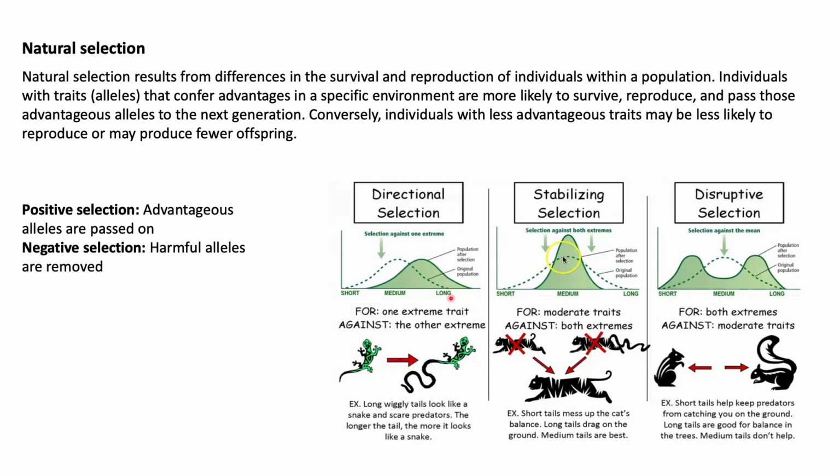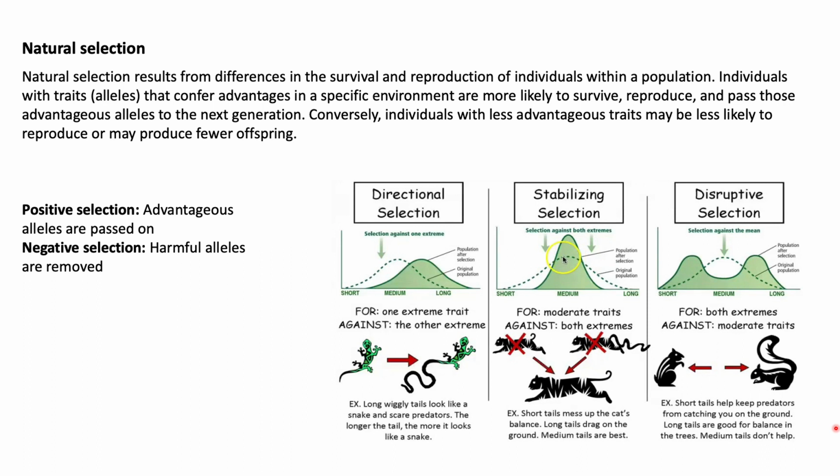One is directional selection. Directional selection is where one extreme trait is favored for an organism's fitness. For example, a very long tail of a lizard is advantageous as it scares away its predators. Another type of selection is stabilizing selection. This is where moderate traits are favored over either of the extremes.